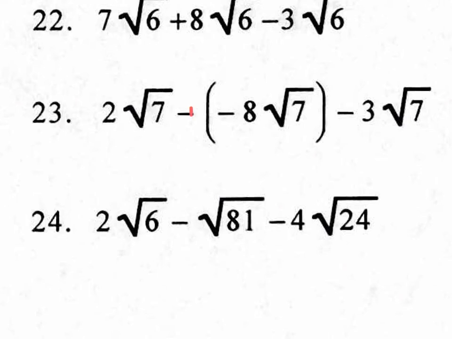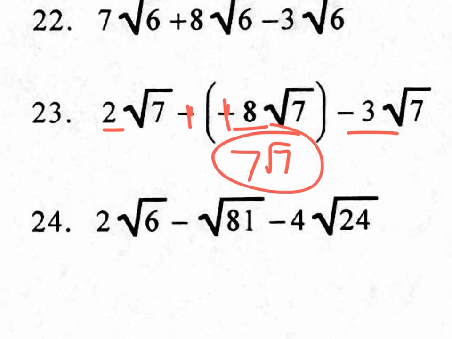Change the minus minus to plus plus. And what is 2 plus 8? 10. And what's 10 minus 3? So your answer is 7 square root of 7. I know. Ridiculously easy. Any other ones on the entire worksheet?